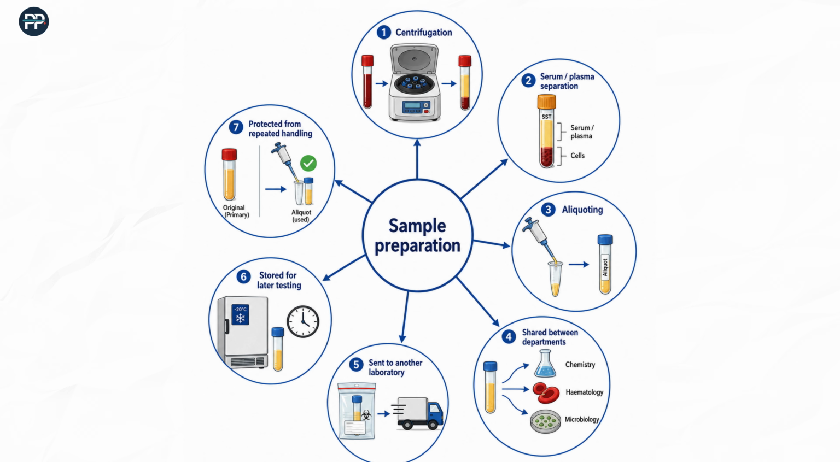Other specimens may need to be aliquoted, which means transferring part of the sample into another labeled container, which is often done when the sample needs to be shared between departments, sent to another lab, stored for later testing, or protected from repeated handling of the original tube.